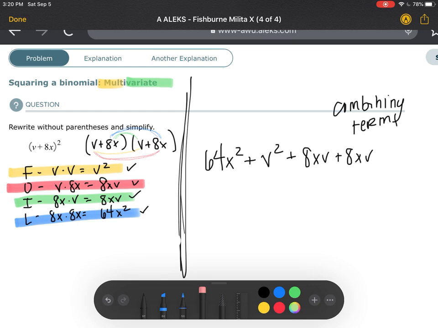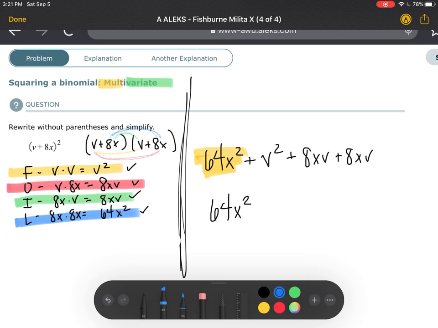All right, anyway. So I'm just going to go into it. I'm going to start with what I have on the left, right? So I have 64x squared, right? So I don't have anything else that's x squared. That's v squared and then xv and then xv. So I have nothing else that's x squared. So I'm going to write this down as 64x squared. There's nothing else I combine it with, so I don't need to worry about it.